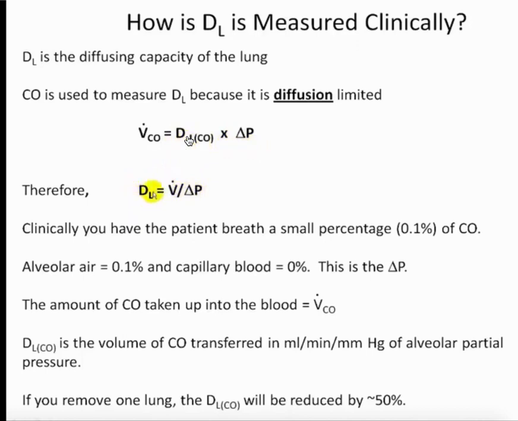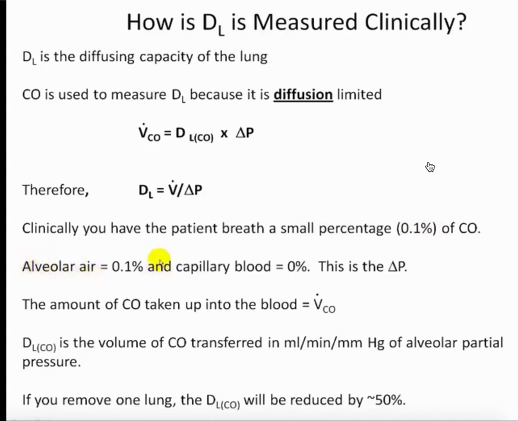So what this says is the DL, the diffusion capacity of the lung, is equal to the flow over the delta P. And so if we know the delta P and we know the flow, we can essentially solve for the DL. So how this is done clinically: you have a patient breathe a small percentage of carbon monoxide, in this case it can be 0.1%. The important thing is this is the bad gas that can be lethal, but not at this low concentration.